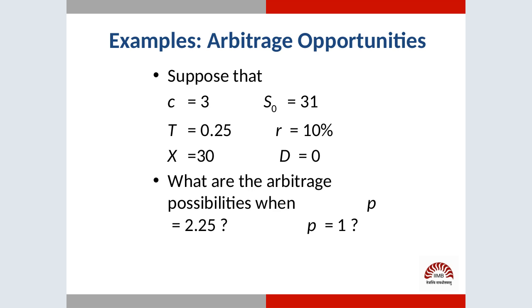How do I show that? Let me show you these two examples. So I have this data: the call option price, the spot, time to maturity, interest rate, and strike. I'm ignoring dividends, so dividends do not come into the picture. The question I want to ask is, what are the arbitrage opportunities? There are two scenarios I want to show. In one case, the put price is 2.25. In a separate scenario, the put price is 1. What are the arbitrage opportunities in both cases?